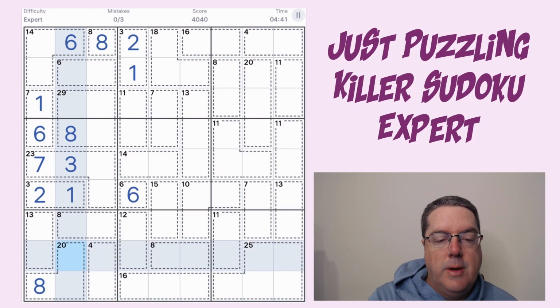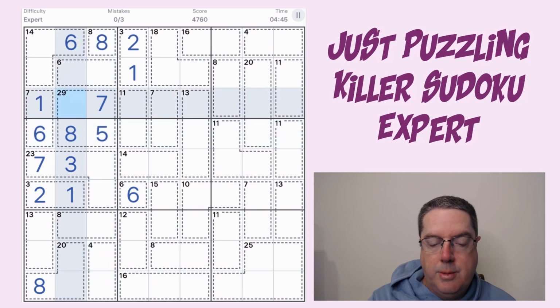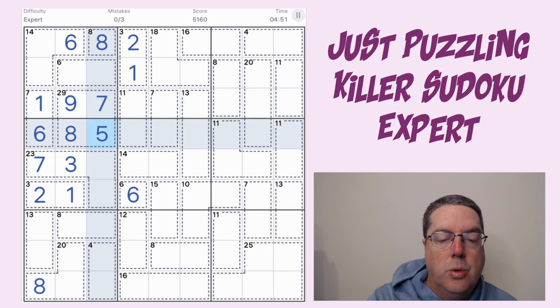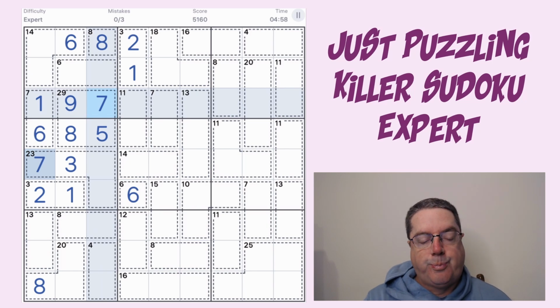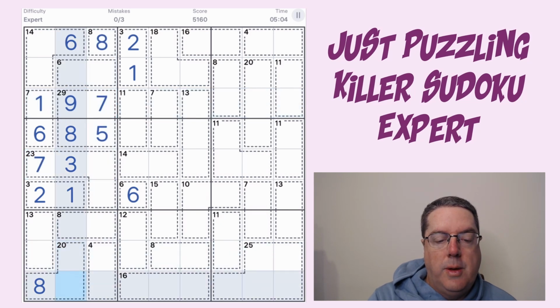So 7 has to be there, 5 has to be there, 9 has to be there. The reason for that is because I made that 5 and 7, that had to be 5 and 7 on those two. Because remember I told you what the numbers for the 29 were. 7 there, so that makes that 7. 9 and 4. So 5 and 7.